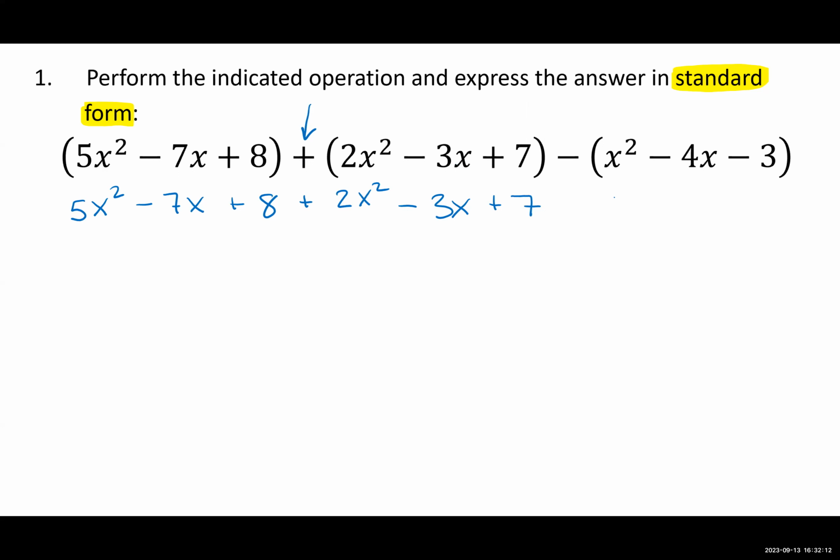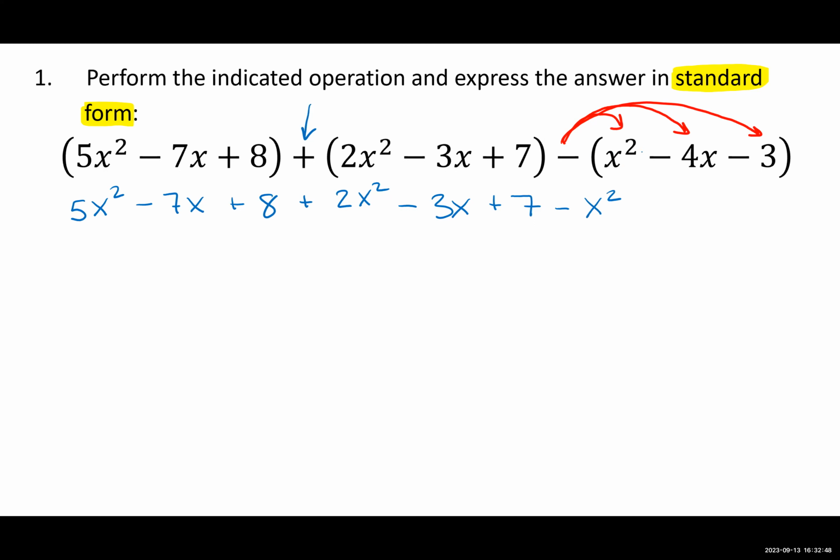Now in this third polynomial, the x squared minus 4x minus 3, right? Everything in this parenthesis is being hit with this negative sign, this minus sign. So make sure you distribute that minus sign to everything in the parentheses. So we're subtracting an x squared. So let's say minus x squared.